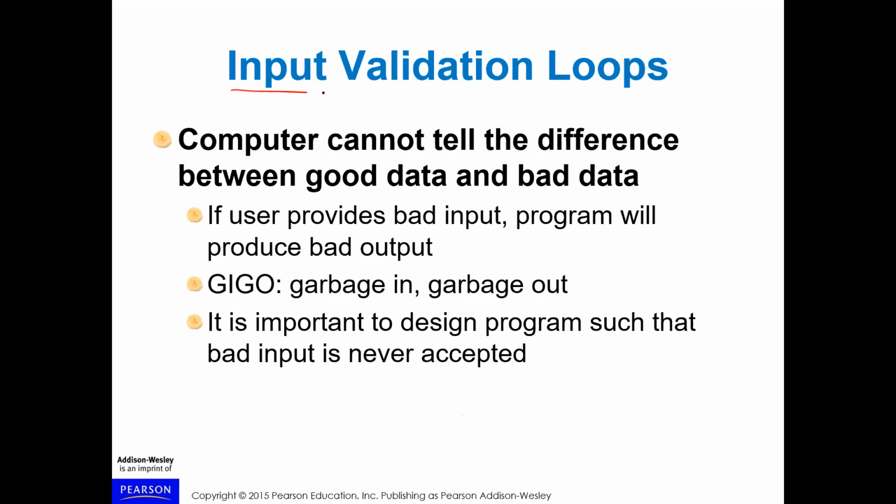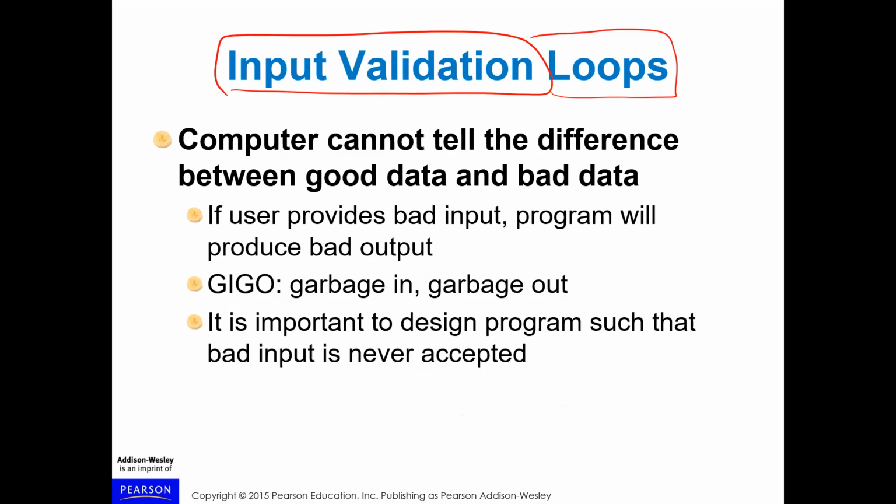Input validation loops. Input validation is very important for quality and for security in any type of software development. Input validation loops are the kinds of loops where, if you enter a value and it's not right, the program evaluates it and says, that was not the right value, please enter it again. So you're going to enter a loop until the program determines that the value you just entered is the correct one. So it's a type of loop as well, logically speaking. We will cover that. Your computer cannot tell the difference between good data and bad data, right? If a user provides bad input, the program will produce bad output. That is usually referred to as garbage in, garbage out.